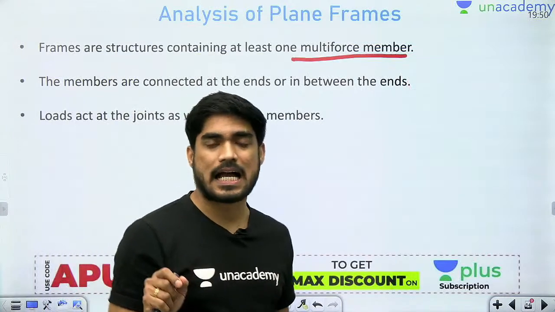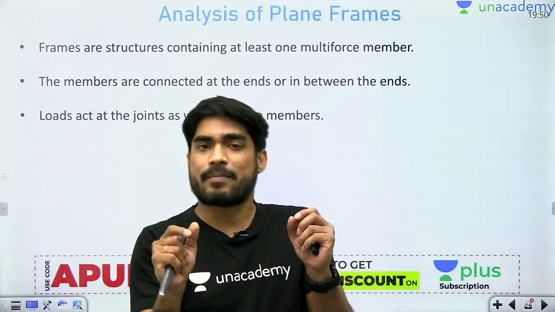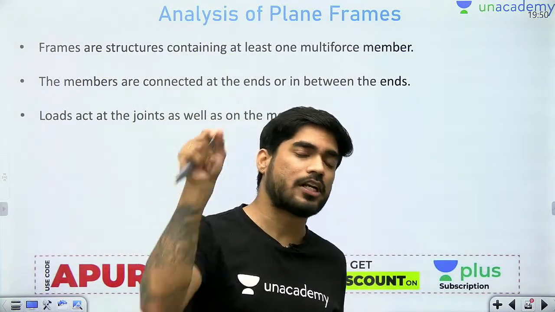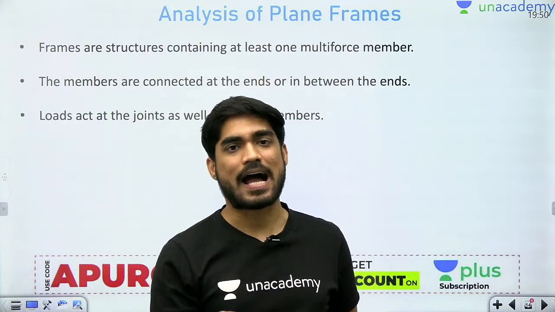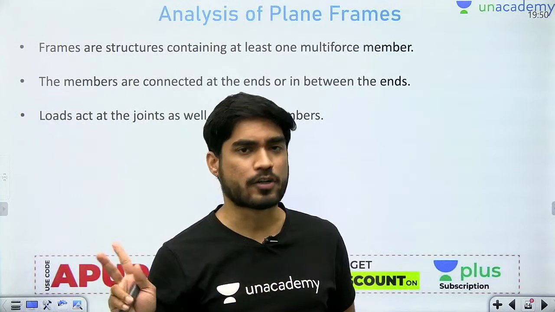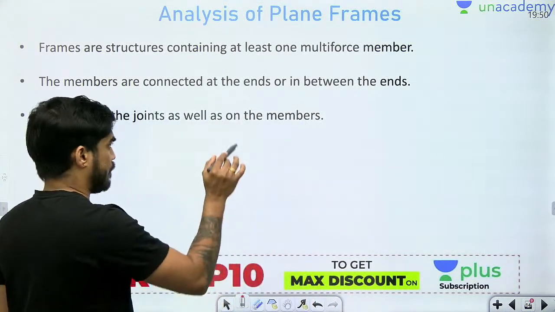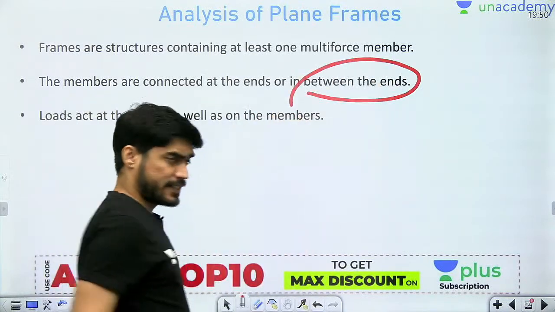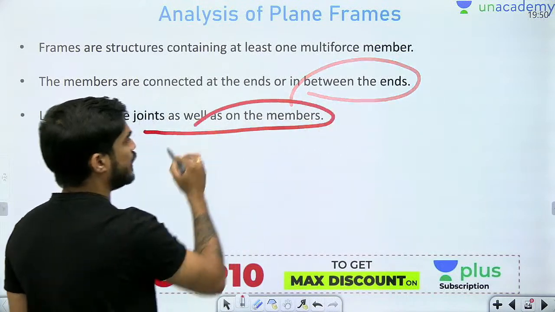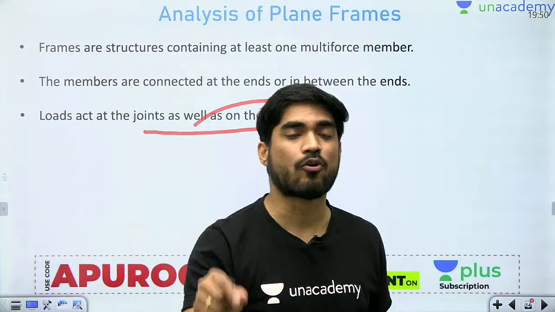What did I tell you? Why do you get 2 force members in truss? Because all the members are connected only at the ends, and the load also acts only on the joints. That's why in case of truss, all the members are two force members. But here in case of frames, the members can be connected between the ends and the load can be acting directly on the member. That's why the members are multi-force members.